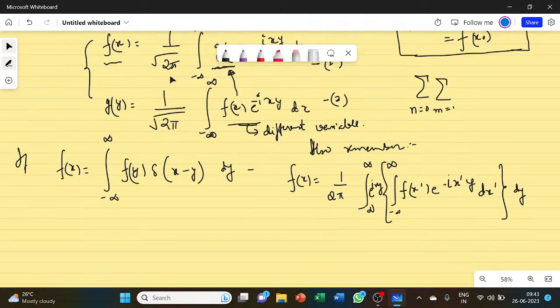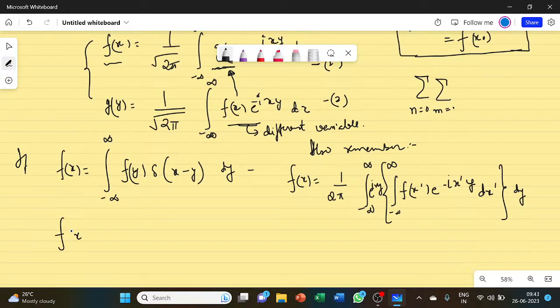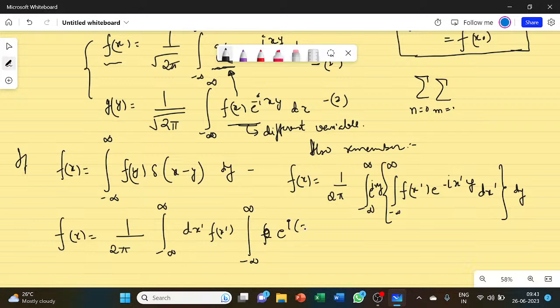Now if I write what is f of x, it is 1 upon 2 pi, minus infinity to plus infinity. I'll take dx dash and f of x dash outside, and this integration from minus infinity to plus infinity, I will simply write e to the power iota, what is remaining, x minus x dash times y, and then dy. Now just think about it. This f of x dash I have taken with dx dash, and remaining these terms, because here you have variable y, here you have variable y, so I have integrated with respect to dy.